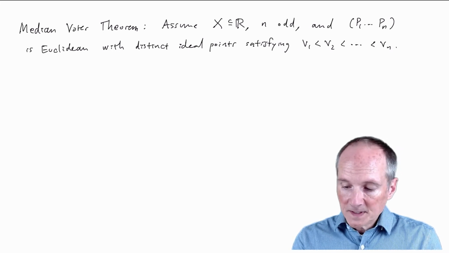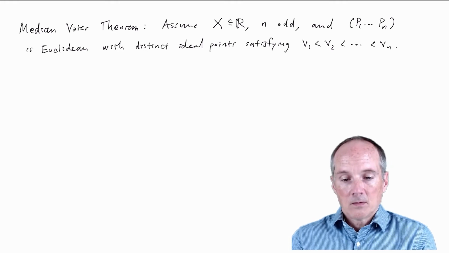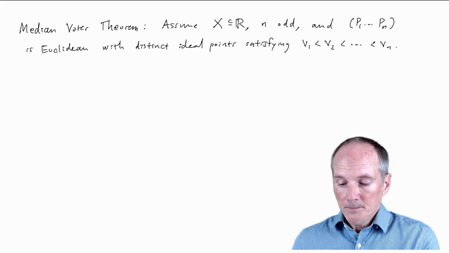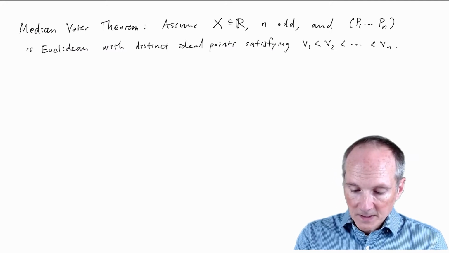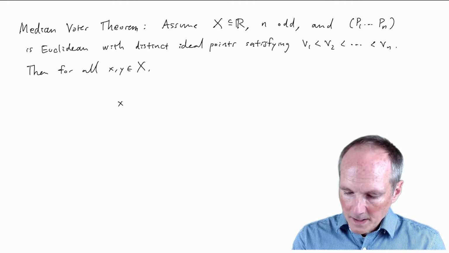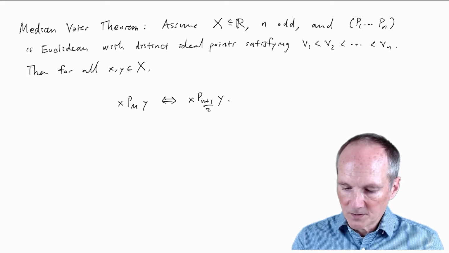Okay, so the result is that under these assumptions, the median voter's preference actually coincides with the majority preferences. So the way I'll write that is the following. I'll say for any pair of alternatives, x and y, x beats y if and only if this median voter, person (n+1)/2, prefers x to y.